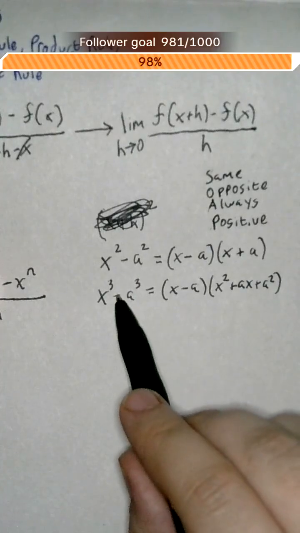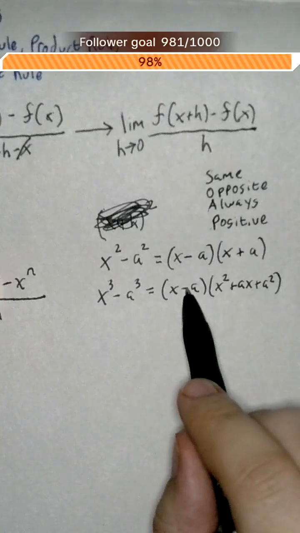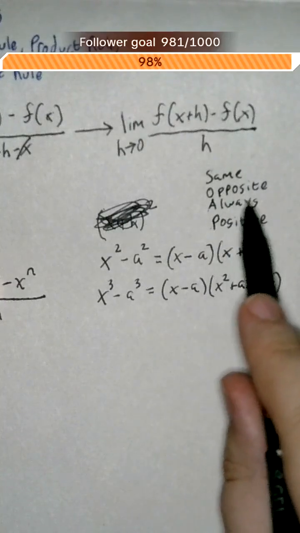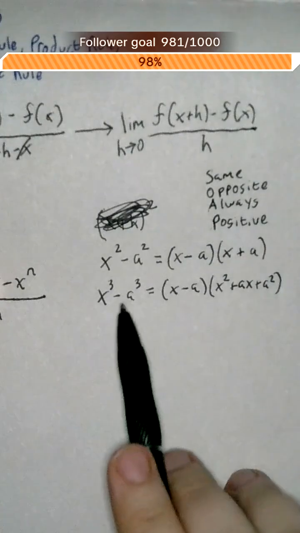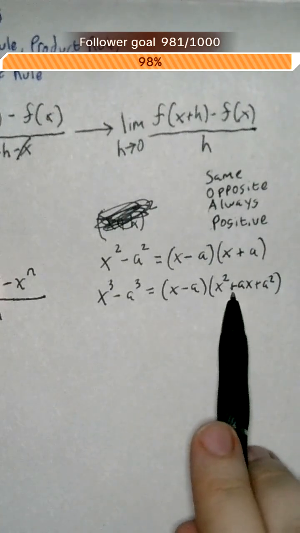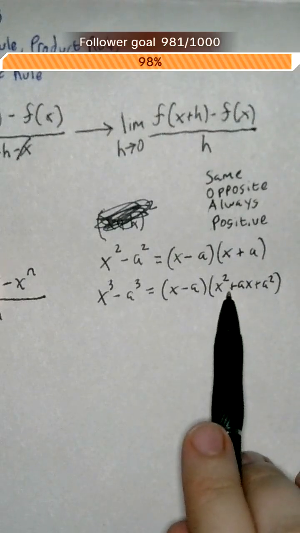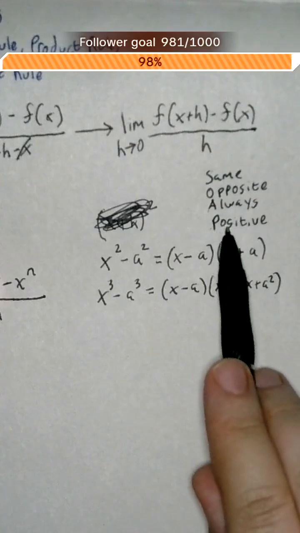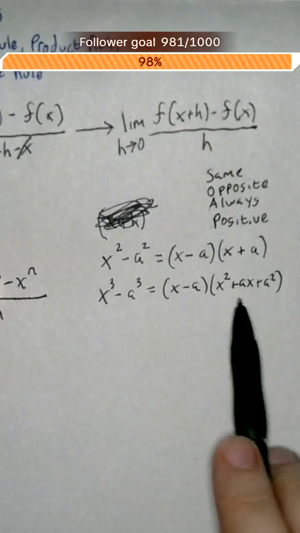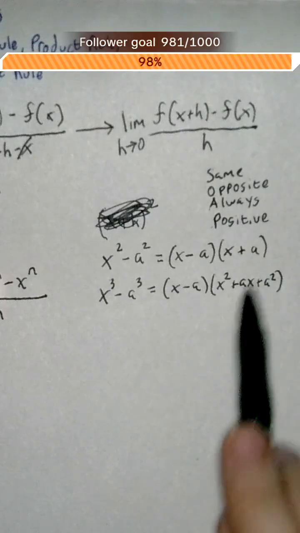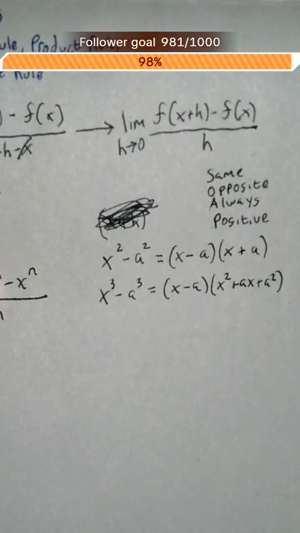So I have my same sign, and then the next sign is going to be opposite. So whatever I have out here, the next sign is going to be opposite. So here I have a negative, so this second sign is going to be positive. And then my third sign, always positive. So no matter what, this sign over here will always be positive. Hence, SOAP.